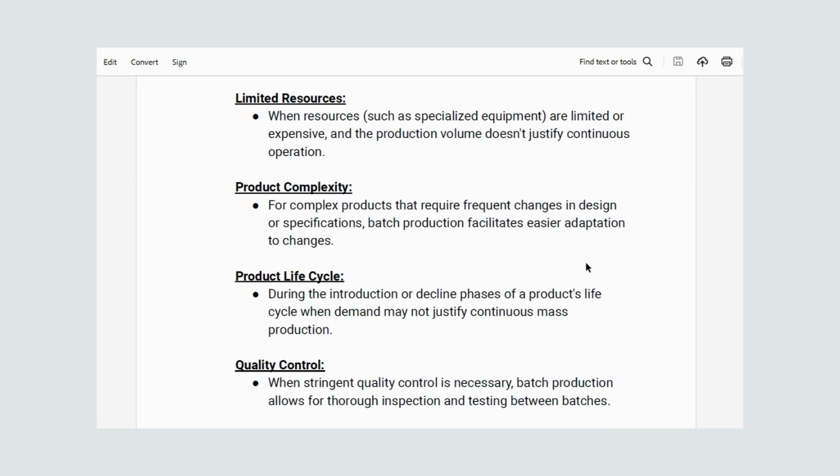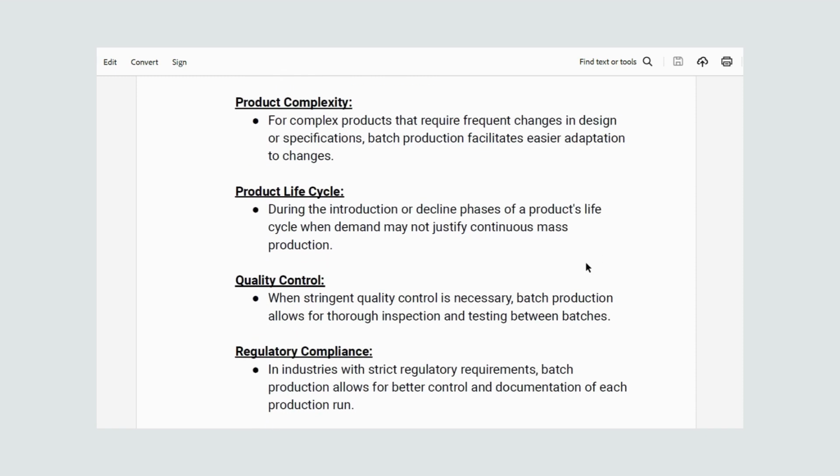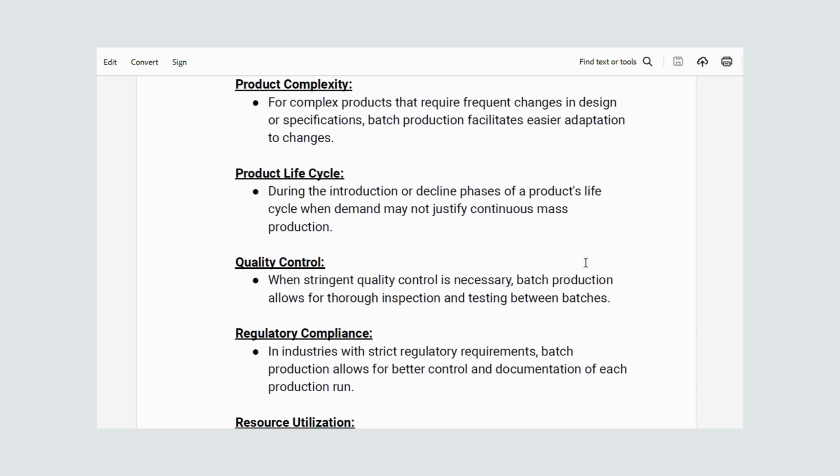Okay, while when we talk about the product life cycle, during the introduction or the decline phases of a product's life cycle, demand may not justify continuous mass production. And quality control. Stringent quality control is necessary here in batch production. It allows thorough inspection and testing between each batch. Regulatory compliance.